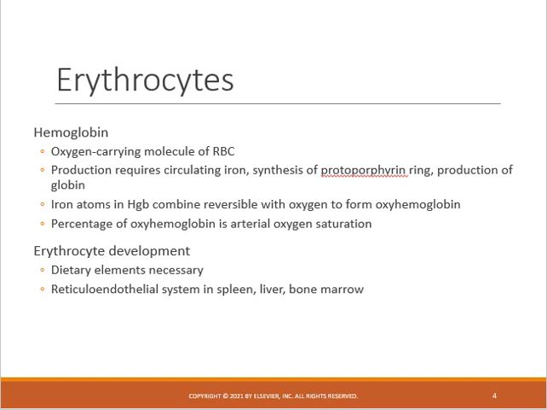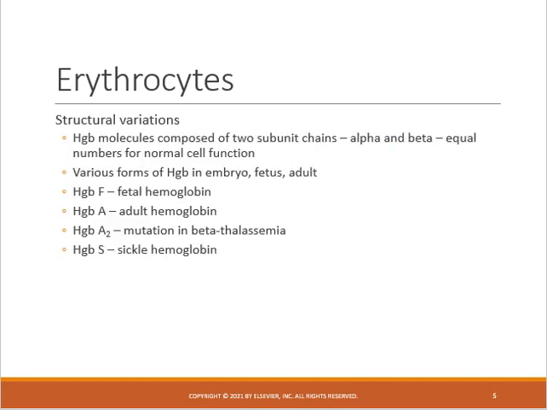oxygen in the blood. For the erythrocytes, or the red cells, to develop, it's important that good nutrition is in place. So with red cells, there can be different structural variations depending on if it's fetal hemoglobin, which is hemoglobin F, or adult hemoglobin, which is hemoglobin A. There are also 2 variations that are common: hemoglobin A2, which is a mutation in beta thalassemia, and we'll talk more about that, and then hemoglobin S, which is a sickle hemoglobin.